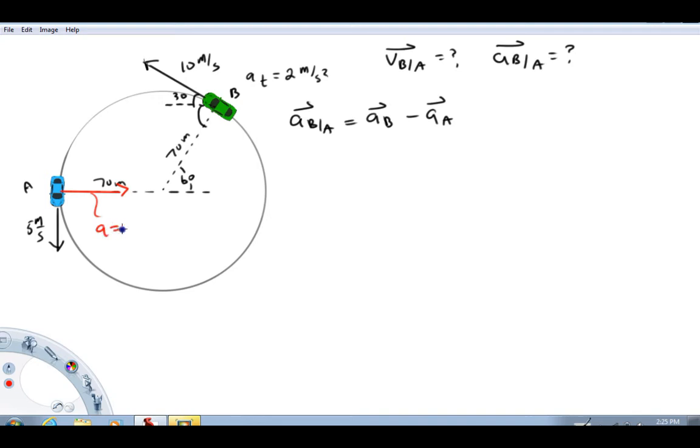That acceleration has a magnitude of v squared over r. That's going to be 5 squared over 70 in units of meters per second squared, and that comes out to be 0.357.